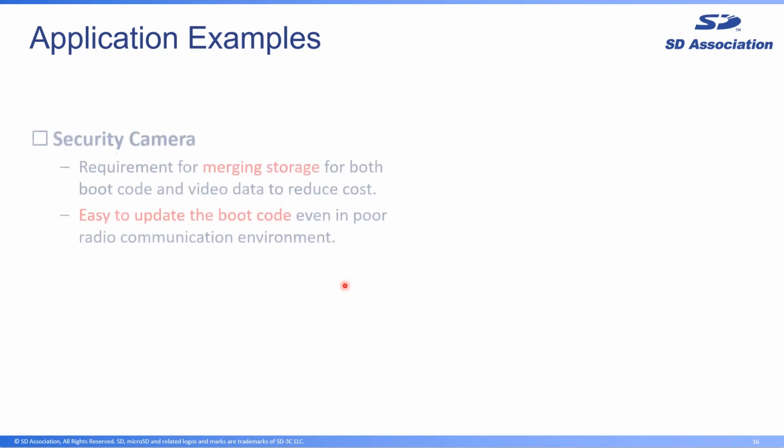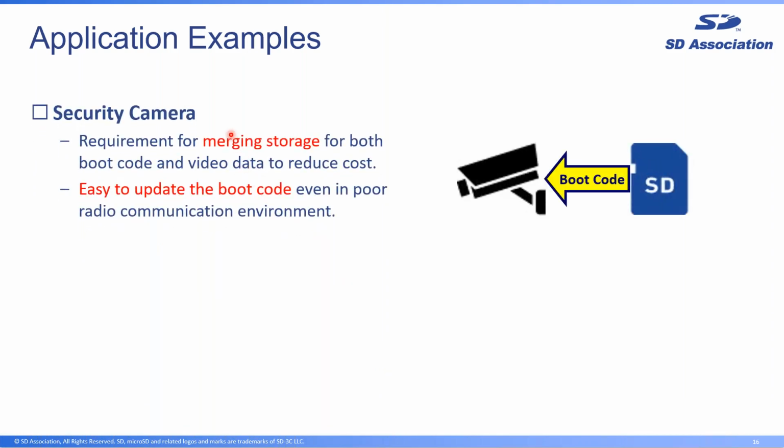Next, I'll explain some application examples for the boot feature of SD card. One example is a security camera. Security cameras have relied on SD memory cards as their primary storage device for many years. There occurs a requirement for merging storage for both boot code and video data, considering the cost. In addition, since its boot code needs to be updated, SD card is convenient because the update can be executed even in poor radio communication environment.